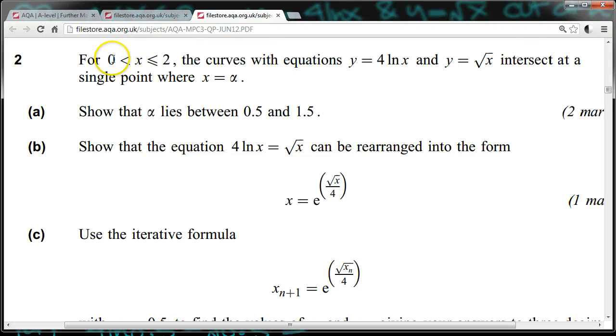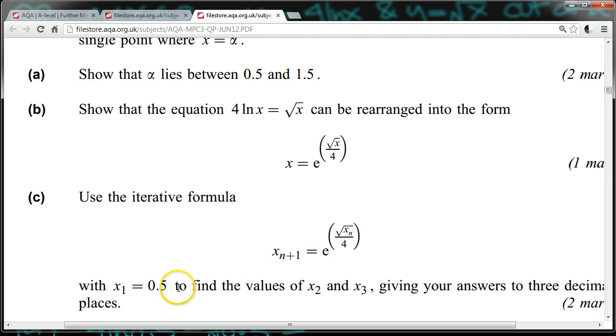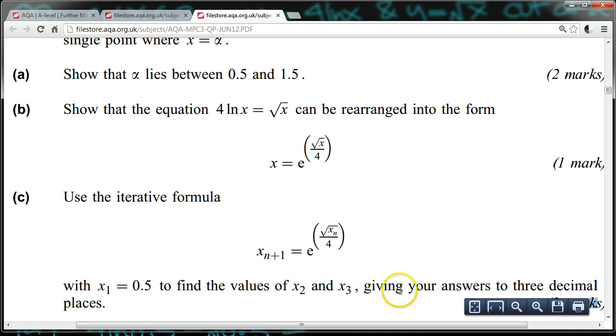For x greater than 0 and less than or equal to 2, the curves with equations y equals 4 log x and y equals root x intersect at a single point where x equals alpha. Show that alpha lies between 0.5 and 1.5. Show that the equation 4 log x equals root x can be rearranged into the form x equals e to the root x over 4. Use the iterative formula here with x1 equals 0.5 to find the values of x2 and x3, giving your answers to 3 decimal places.